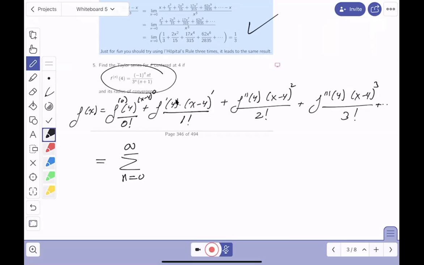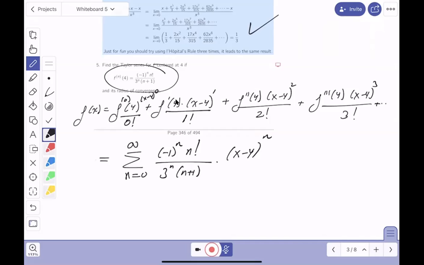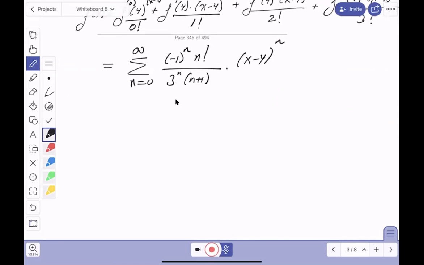And what do you write down now? You write down this formula. Let's see what you get: (minus 1) to the n, n factorial, over 3 to the n plus 1, times (x minus 4) to the n. So I'm going to say that's my Taylor series. Now they ask for the radius of convergence. Let me go through that with you. And again, this is one answer, we'll check it later.